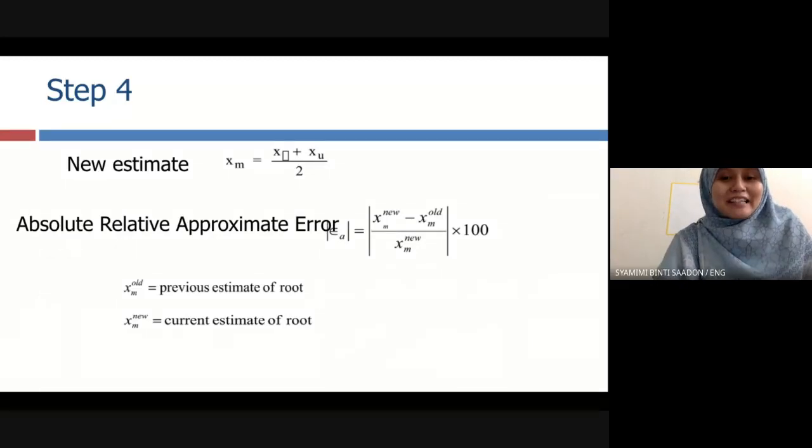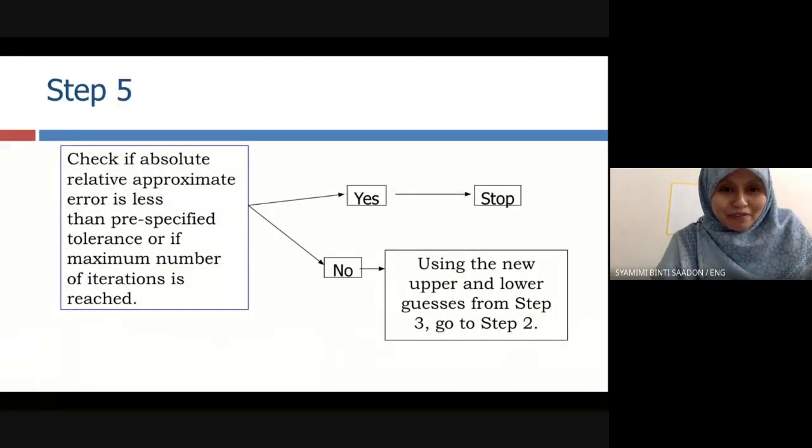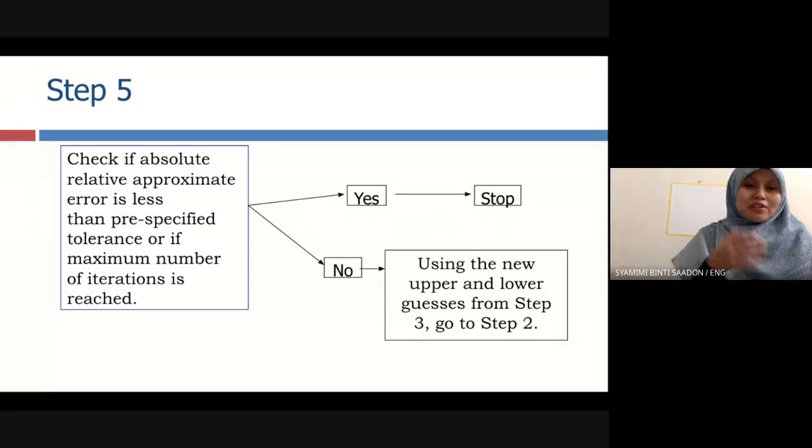Okay, what else? Step 5. Check if the absolute relative approximate error is less than the pre-specified value. Okay, this one I have mentioned. So check whether the difference just now, the error percentage, is less than what you have set, or if the maximum number of iterations is reached.